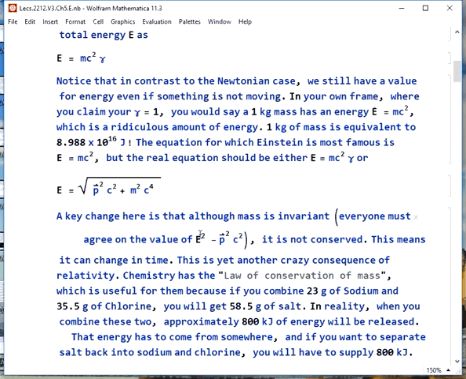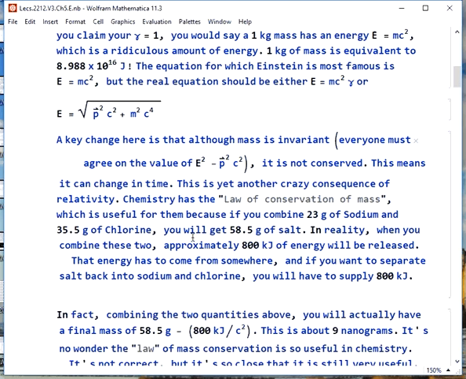That means it can change in time, and this is another crazy thing in relativity that we wouldn't be expecting. Chemists use the law of conservation of mass because if you put 23 grams of sodium and about 35.5 grams of chlorine together, you get 58.5 grams of salt. In reality, when you do this, you're going to release about 800,000 joules of energy, and that energy has to come from somewhere. If you want to separate the salt back into sodium and chlorine, you'll have to supply 800,000 joules of energy.